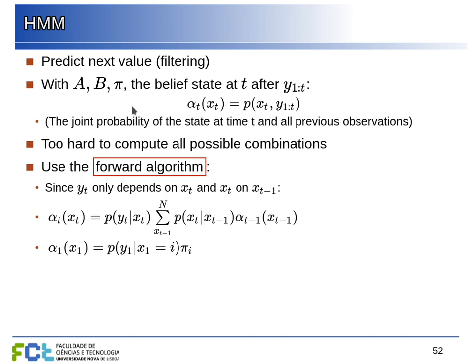Now, this is hard to compute if you have to consider all the possible combinations of hidden states, because if you have n hidden states and t steps in your sequence, then you have n raised to the power of t combinations, and to go through all of these combinations would be prohibitive. But given that the emission of the observed value at time t only depends on the state at time t, and the state at time t only depends on the state at time t minus 1, we have this forward algorithm that allows us to compute the belief states much more efficiently.